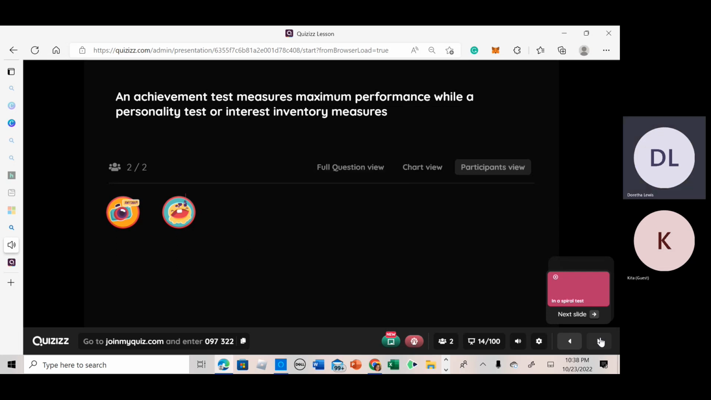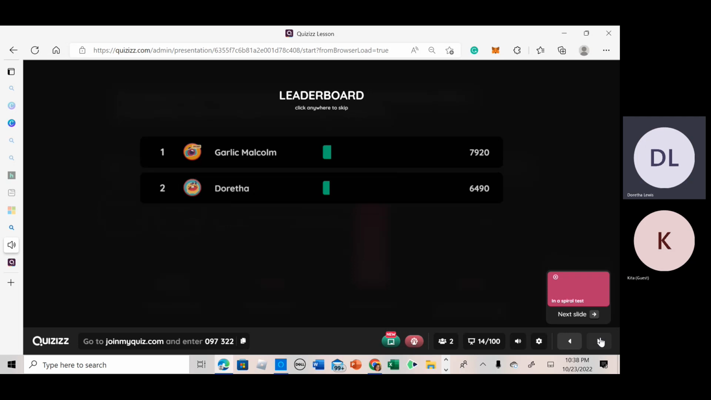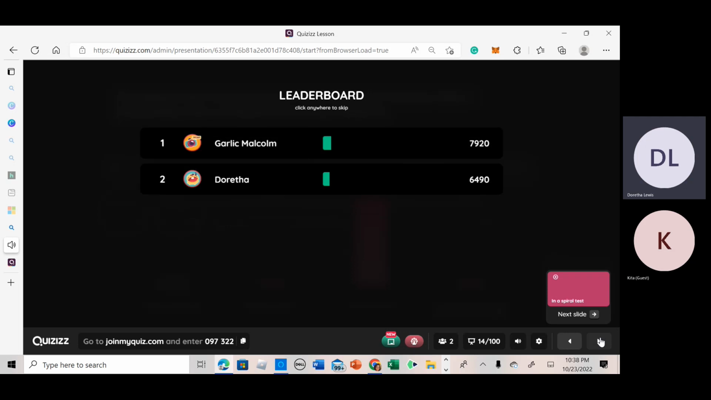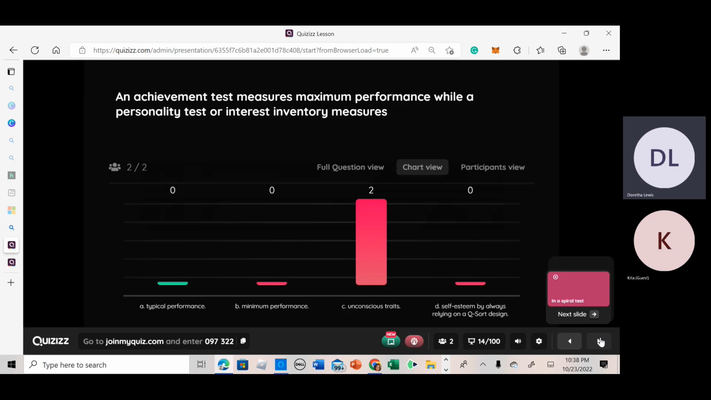An achievement test measures maximum performance, while a personality test or interest test measures, correct answer A, typical performance. Now, I know we both didn't get that one right because I was thinking personality is unconscious thoughts and behaviors. And the explanation in Rosenthal says, I'm not crazy about the term typical or minimum performance, but hey, don't blame me.